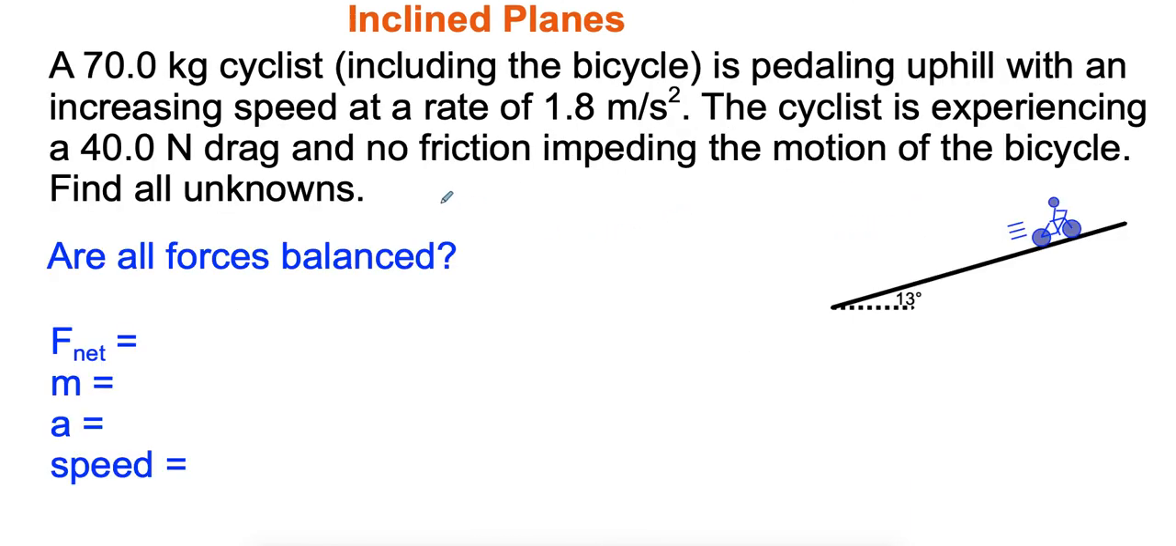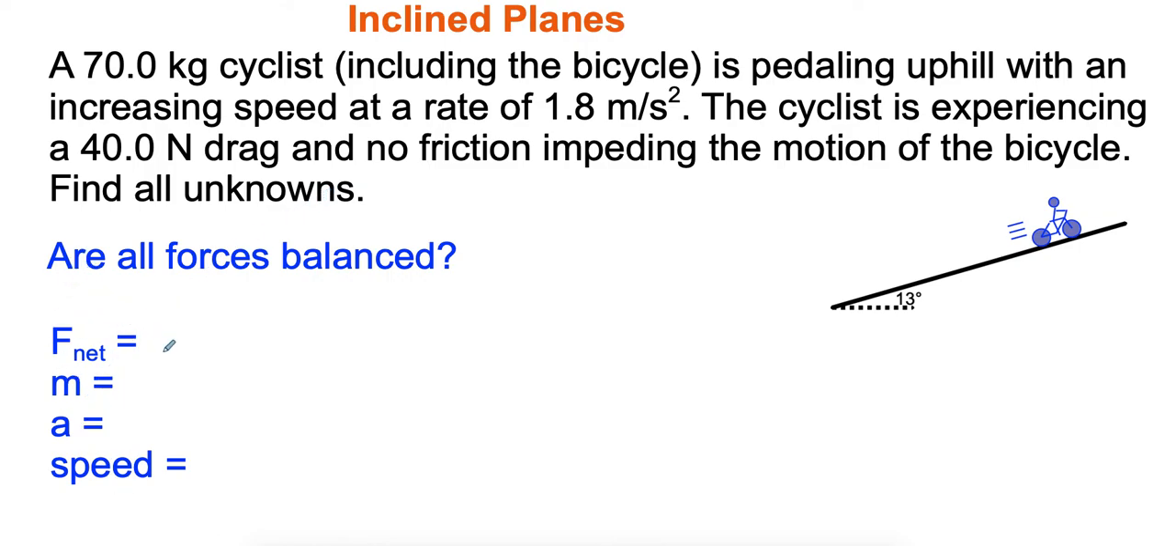So the next example is we have a cyclist. A 70 kilogram cyclist pedaling uphill, increasing speed at a rate of 1.8 meters per second, so that's acceleration. The cyclist is experiencing a 40 newton drag and no friction impeding the motion of the bicycle on the track. Find all unknowns. So we're looking for all of these.